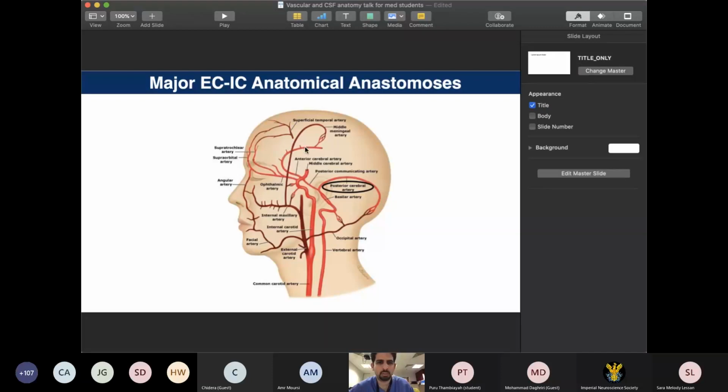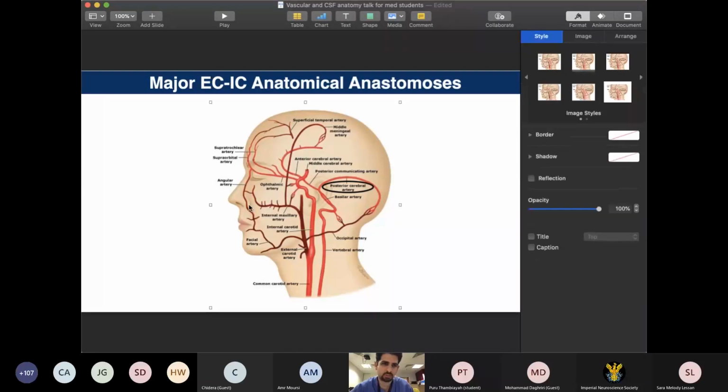But importantly, that superficial temporal artery, which you can feel on the side of your head, and the internal maxillary artery, which provides the middle meningeal artery, that's the one that classically ruptures with skull fractures, giving you an extradural. This is an extradural vessel, can anastomose with the internal circulation.